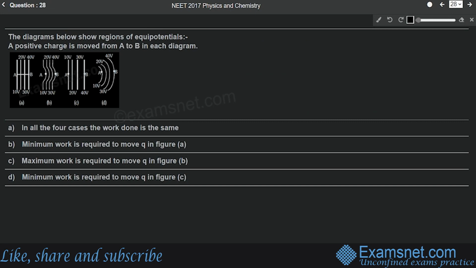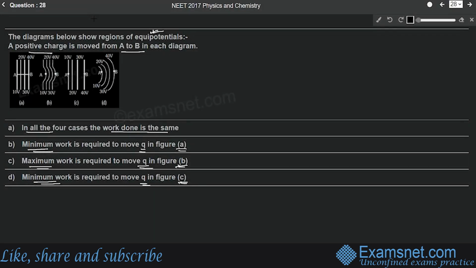Next question is from the chapter Electrostatic Potential and Capacitance, and the question is, the diagrams below show regions of equipotentials. A positive charge is moved from A to B in each diagram. The first option says in all the four cases the work done is the same. The second option says minimum work is required to move the charge Q in figure A. Then maximum work is required to move charge Q in figure B. And the last option says minimum work is required to move charge Q in figure C.